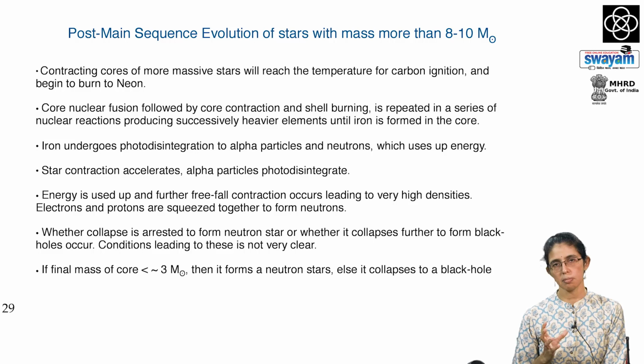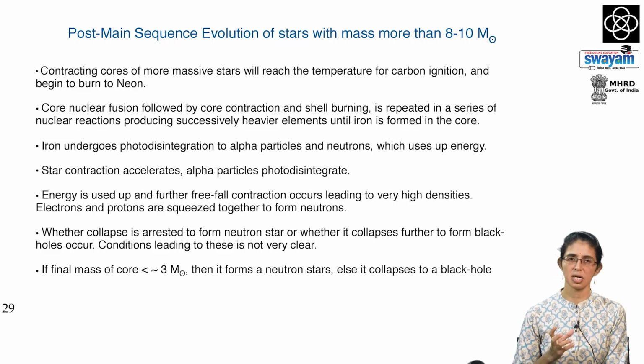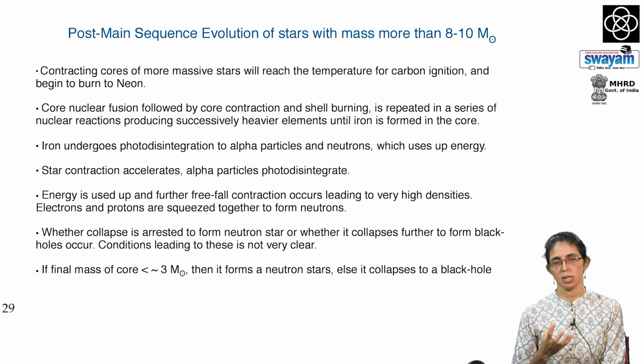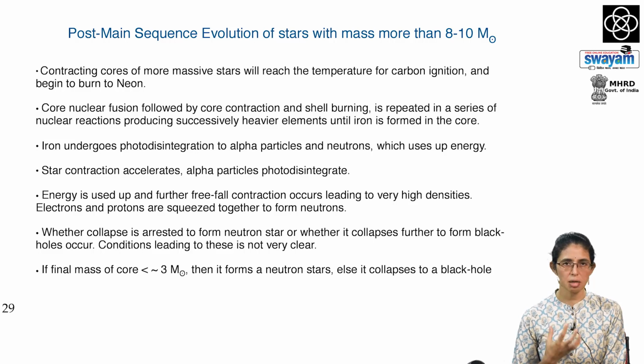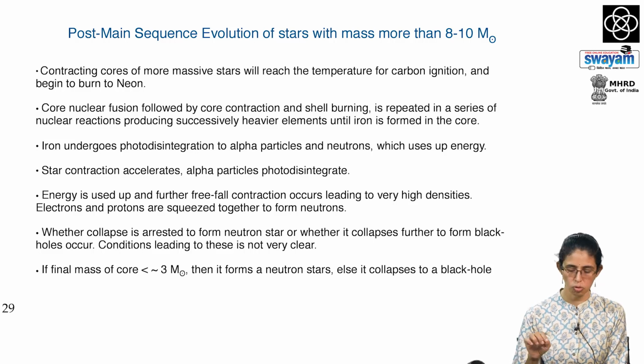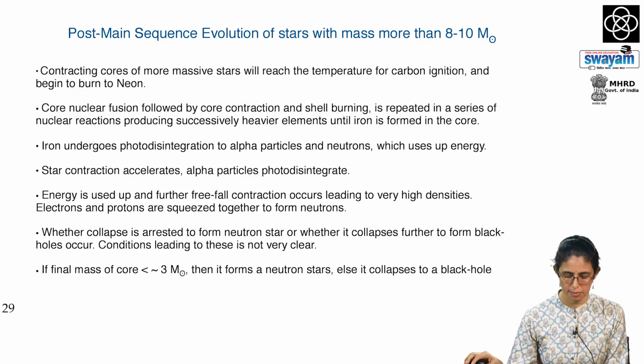And if the final mass of the core is less than 3 solar masses, it is expected that it will become a neutron star. And if the mass of the core, remember, this is not the initial mass of the star. The initial mass of the star is much higher, but most of the outer layers would have been thrown away either in the later supergiant phases or during the supernova explosion, because massive stars do not go through the AGB phase, rather they go through the supergiant phase.